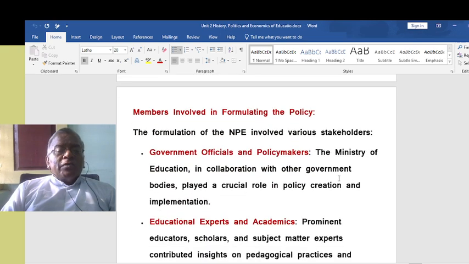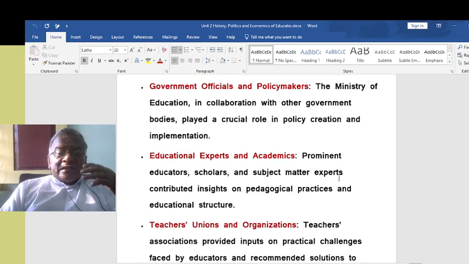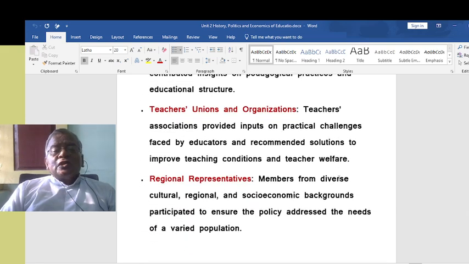Who are the members involved in formulating this NPE 1986? The formulation of NPE involved various stakeholders. Government officials and policymakers: the Minister of Education, in collaboration with other government bodies, played a crucial role in policy creation and implementation. Then educational experts and academics: prominent educators, scholars and subject matter experts contributed insights on pedagogical practices and educational structure. Then teachers' unions and organizations, teachers' associations, provided inputs on practical challenges faced by educators and recommended solutions to improve teaching conditions and teacher welfare.